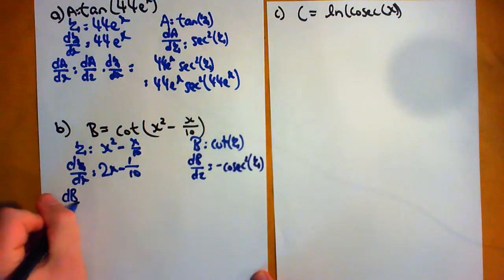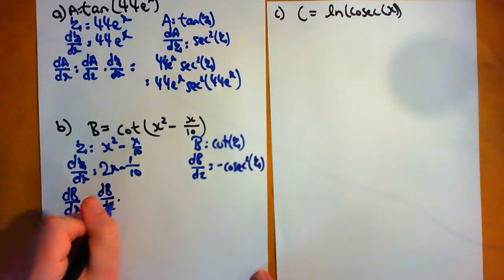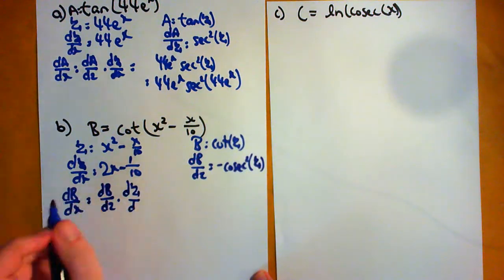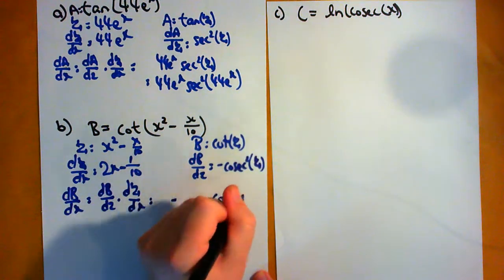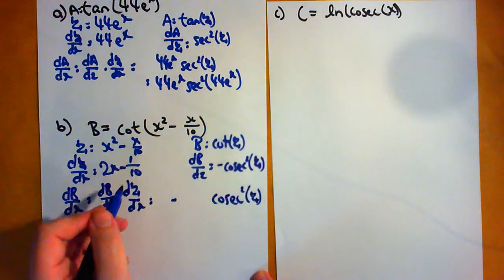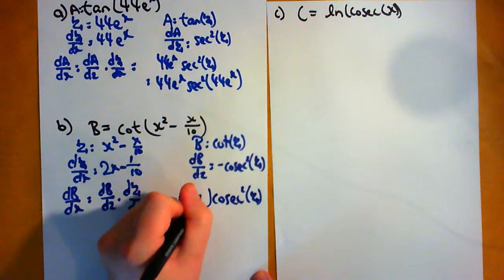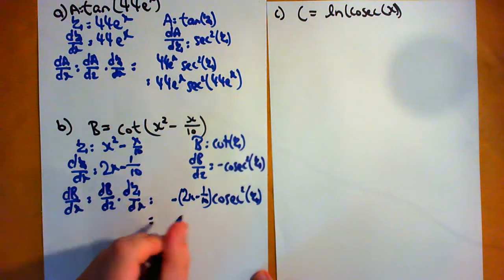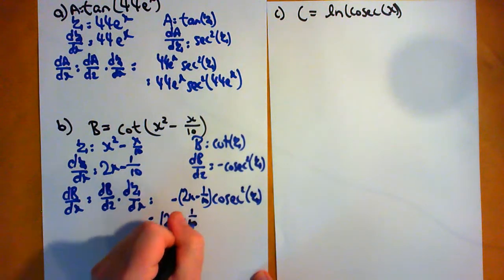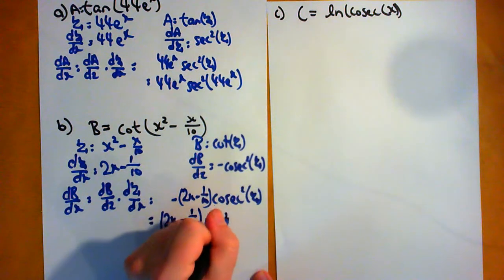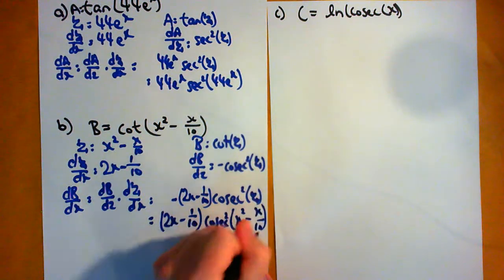And the chain rule tells us dB/dx is dB/dz times dz/dx, which is minus cosec squared of z multiplied by this derivative of the inside of the bracket, which is 2x minus 1 over 10. And then we need to substitute our z back in, so we get 2x minus 1 over 10 cosec squared of z, which was x squared minus x over 10.